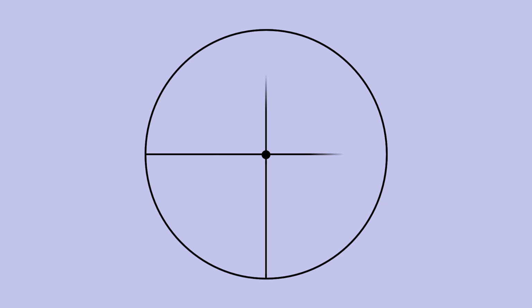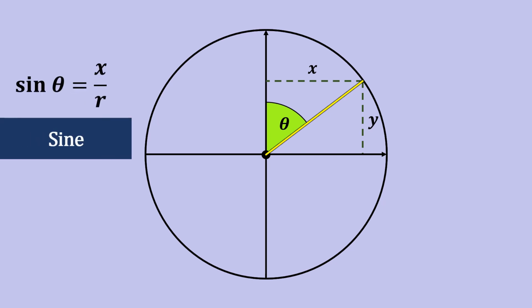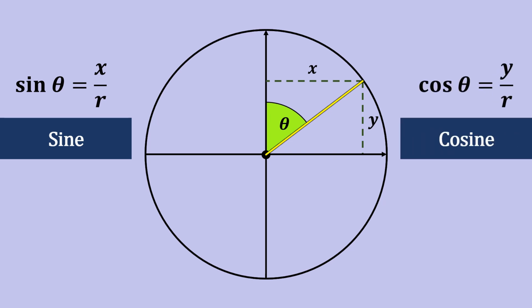Just like a clock, the radius of this circle starts from the top and turns a certain degree clockwise. If x and y are the horizontal height and the vertical height respectively, then the sine of this angle is equal to x over the radius, while the cosine of the same angle is y over the same radius.